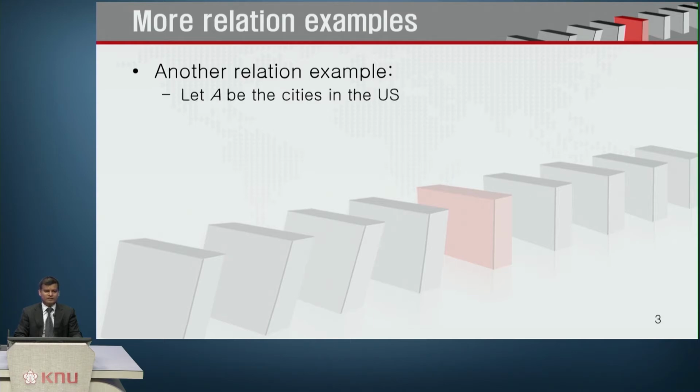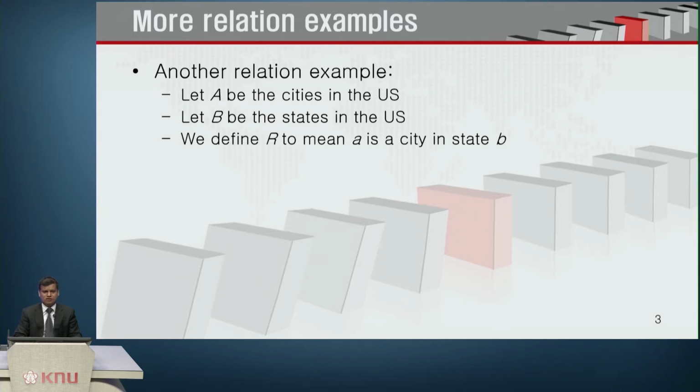Let A be the cities in the US and B be the states in the US. So here we are going to have two different sets, A and B, which have cities and states. Say, for example, let us say R means a city a is in state b. The small a's represent the elements of the set A, whereas the small b's represent the elements in the set B, capital B.